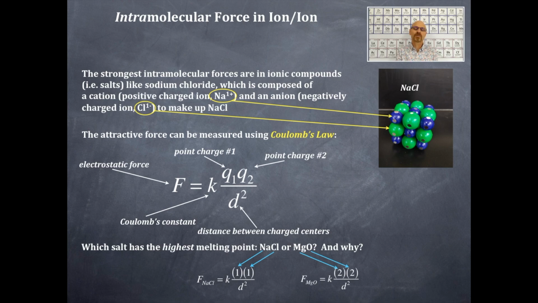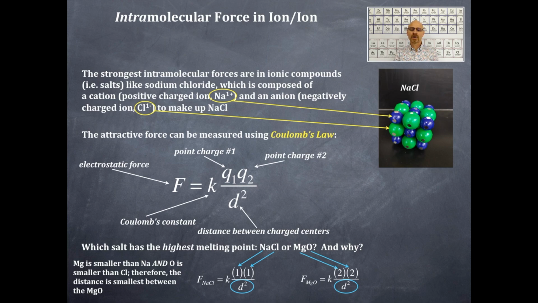We don't actually have to get the physical numbers. Magnesium is smaller than sodium. And furthermore, oxygen is smaller than chlorine. Therefore, the distance is smallest between the magnesium and the oxygen, and that is in the denominator term. So that denominator term is smallest for magnesium oxide, and yet its numerator term is larger. The Coulomb's law constant is the same for both, so we can effectively ignore that. If the numerator term is larger and the denominator term is smaller, the force is going to be greater.